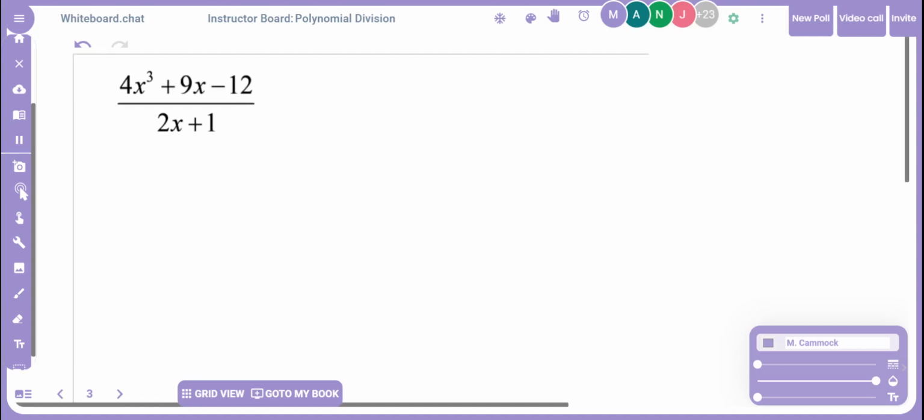I'm going to try this again. We're now dividing by 2x plus 1. So I'm going to do exactly what I did the last time. I'm going to put the 2x plus 1 on the side.